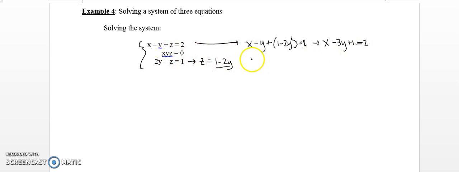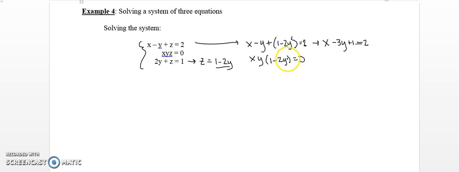All right, if I do the same thing in here, I'm going to get x times y, and I'm replacing z with this, so 1 minus 2y, equals 0. I went from 3 equations and 3 unknowns to 2 equations and 2 unknowns, just x and y.